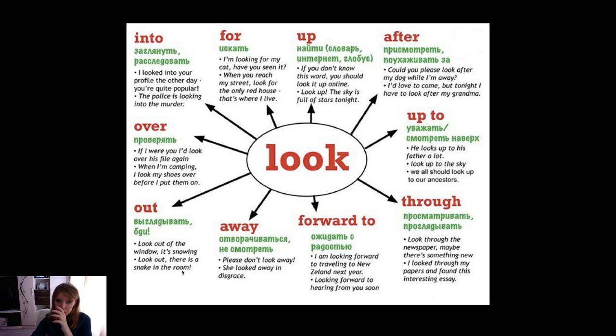Ну, мы же не будем переводить здесь как «выгляни в комнате». Змея. А мы скорее переведем look out, как будь осторожен, будь бдителен, да? Будь осторожен, змея в комнате. Look out. And the last one, look over, проверять. If I were you, I'd look over his file again. Если бы я был на твоем месте, я бы проверил его документы, его файл еще раз.